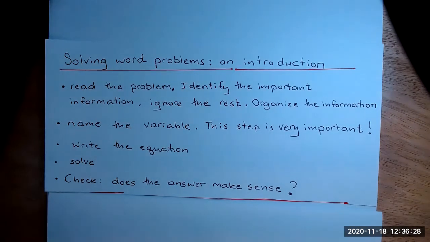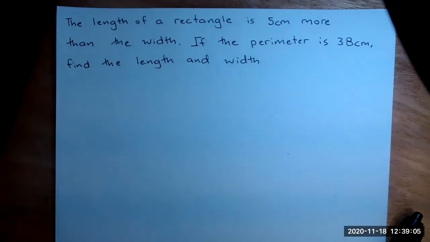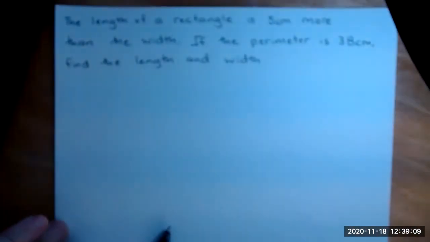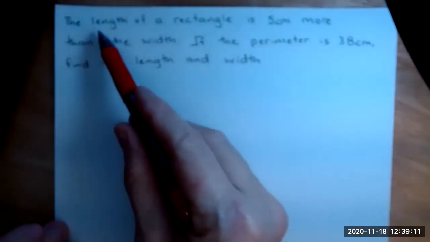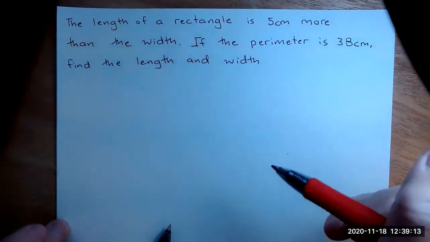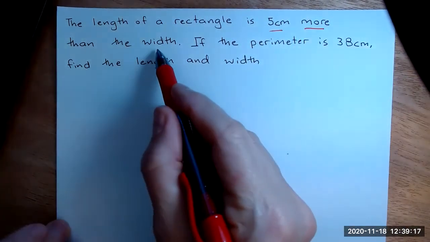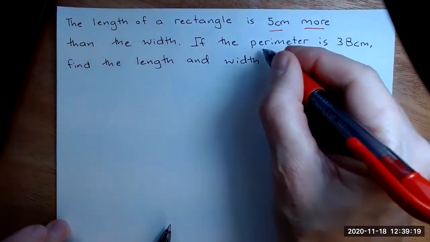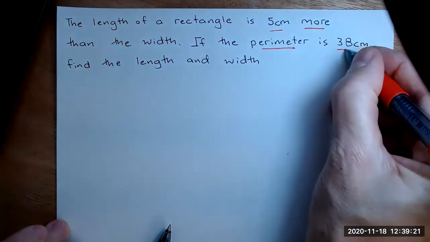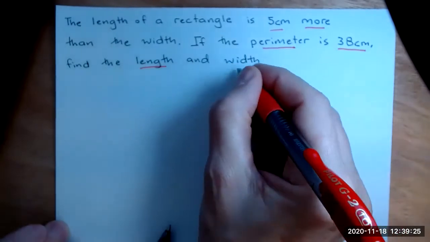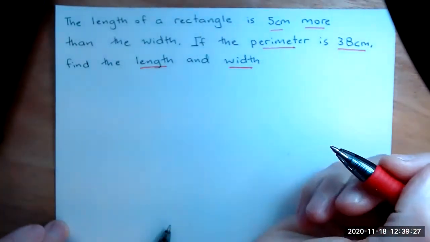All right, let's do some actual problems. All right, let's take a look. The length of a rectangle is 5 centimeters more than the width. If the perimeter is 38 centimeters, find the length and the width.